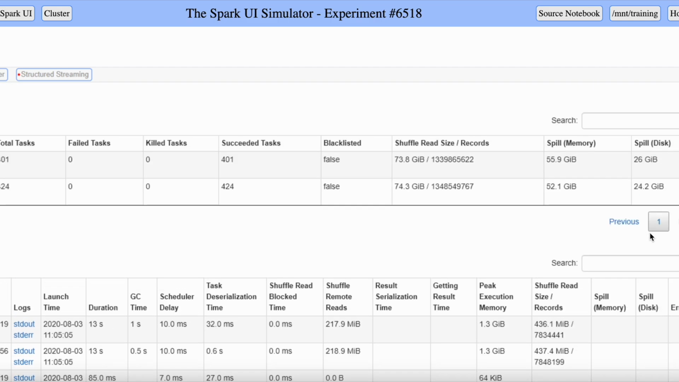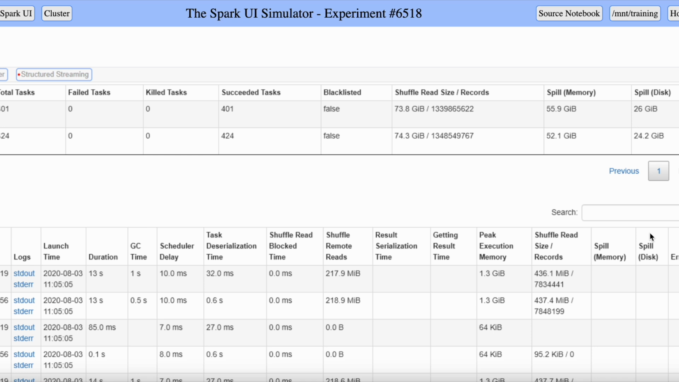So what does this mean? Of course, there is a spill in your job, that is for sure. Now, what do these two mean? They both refer to the same data. Spill memory is how much data is actually being spilled from memory to disk. So this is the actual amount of data, which in this case is 2 GB.